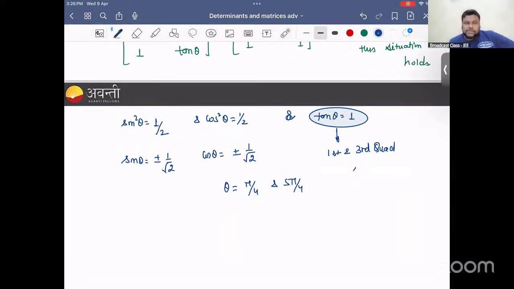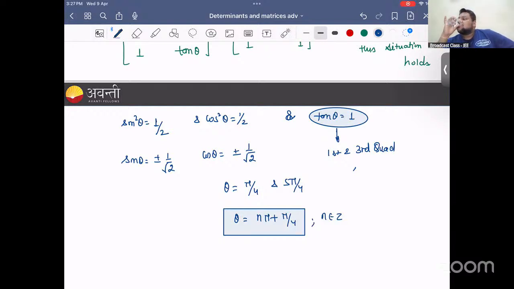Yes, that's not correct. Sin minus 45 is not the answer. So if you want to generalize it, what is theta? Theta is n pi plus pi by 4, where n belongs to some integer. Theta is n pi plus pi by 4. Got it? So this is how we manage with the equality in matrices.